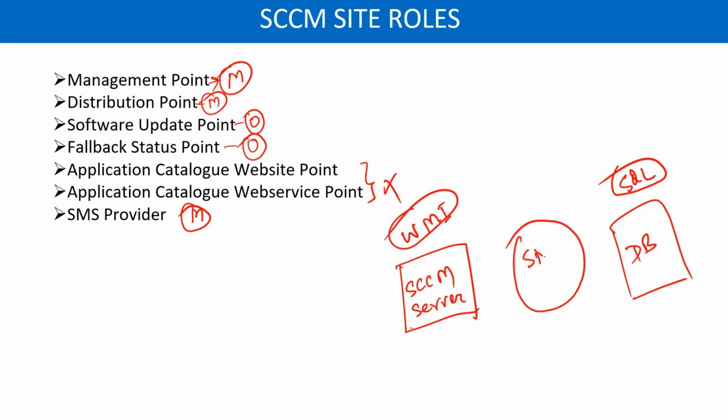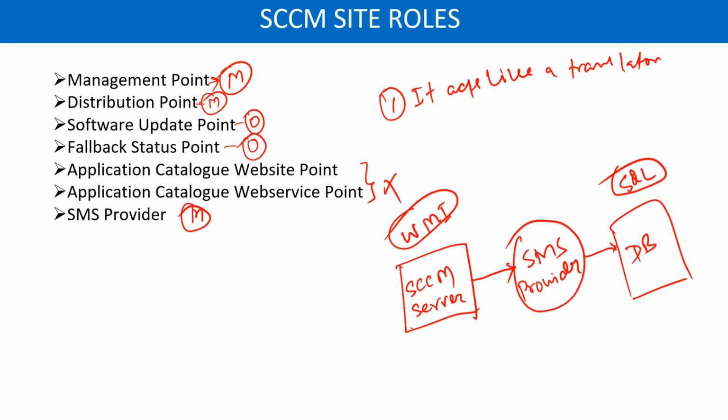So we have the SMS provider here, which sits between SCCM and the database. It takes WMI from here, converts it into SQL and feeds it into the database. So this is like a postman. It acts like a translator. It sits between SCCM and database. Third, it is a mandatory role. You can't skip this one, because if you skip it, there will be no communication between SCCM and database.